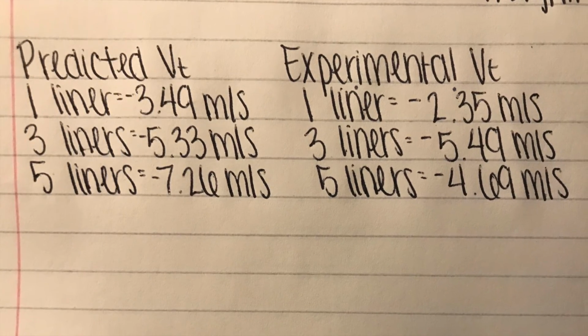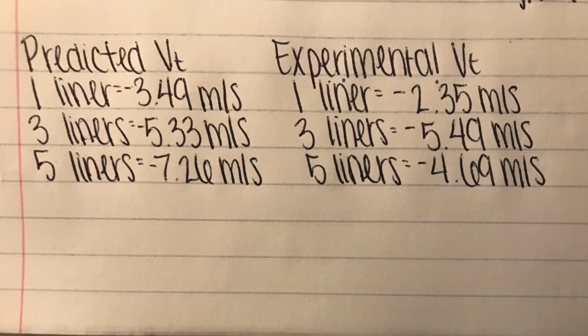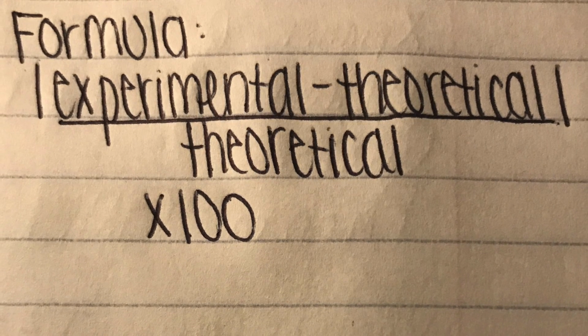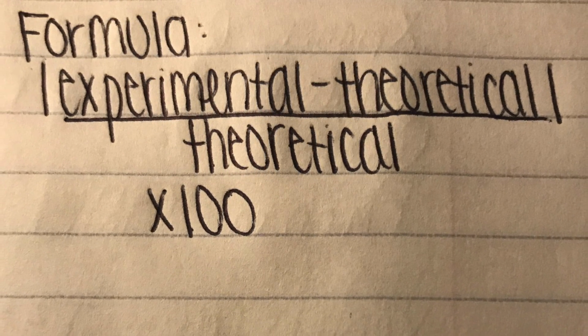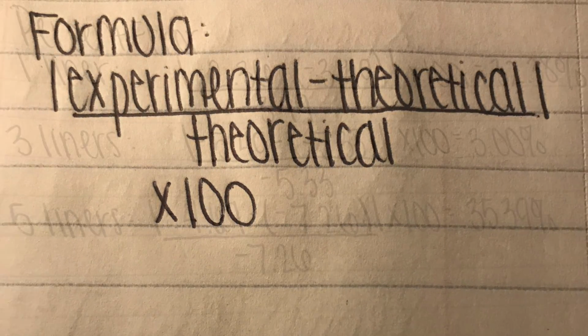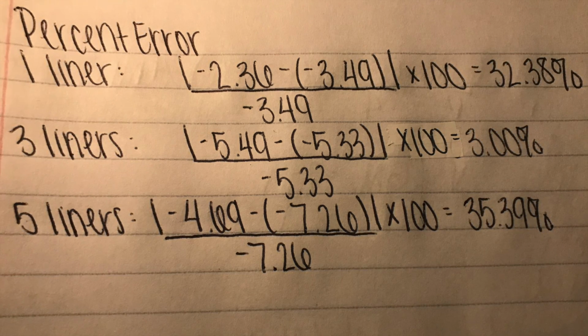Once the trials were finished, we obtained our experimental values for the terminal velocity and compared them to our predicted values. Now that we have obtained both our theoretical and experimental values, we use the percent error equation shown to see how close we were to the actual terminal velocity values. Once calculated, our lowest percent error was for trial 2.